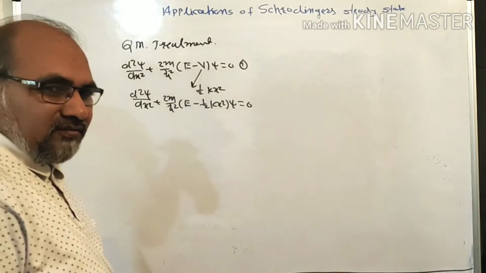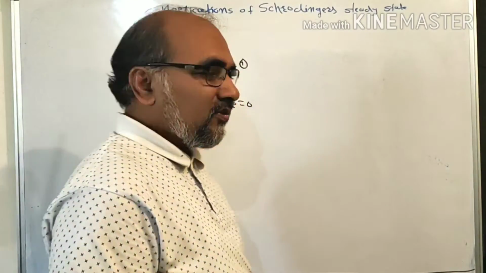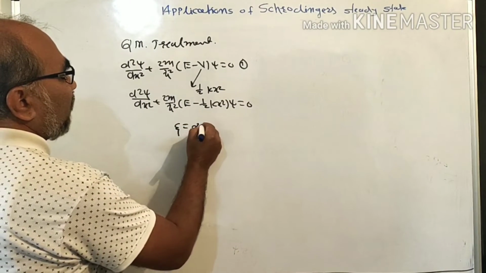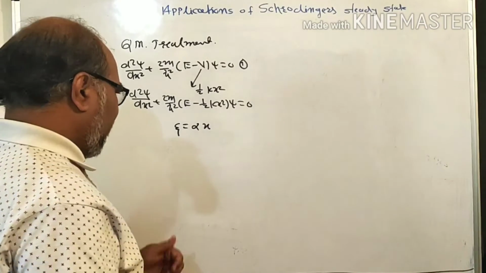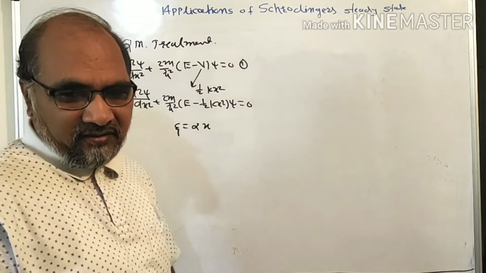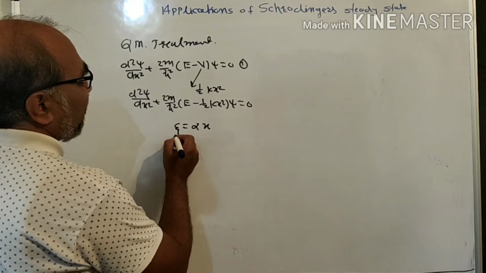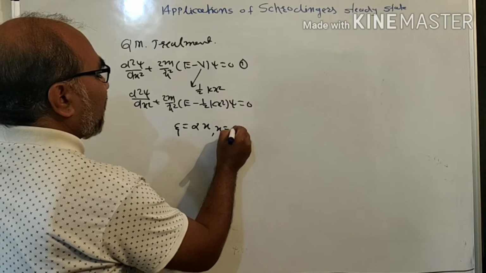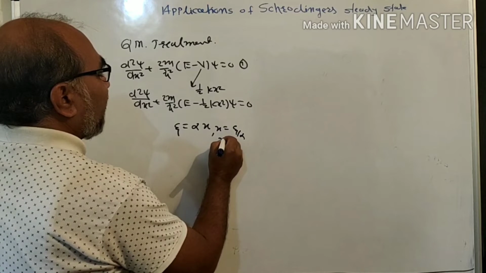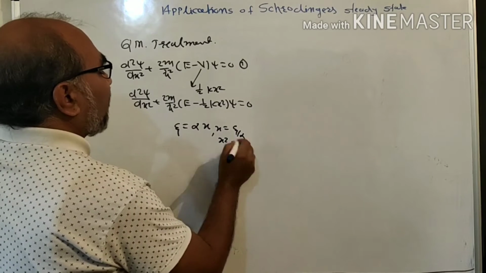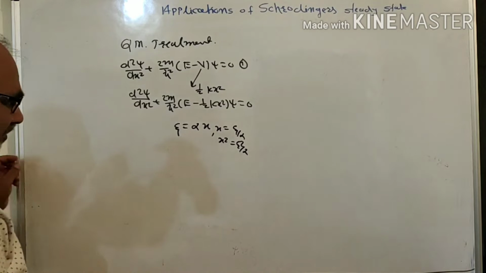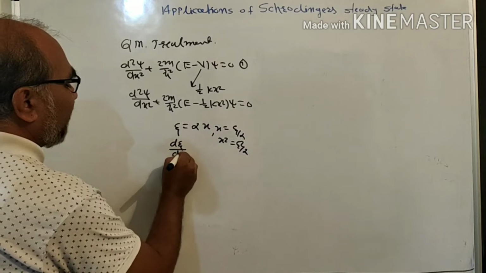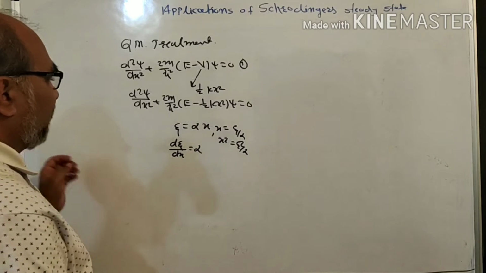To solve this equation, for simplicity we introduce ζ = αx, and this ζ is a dimensionless quantity. Therefore x = ζ/α, and x² = ζ²/α². So we require dζ/dx = α.